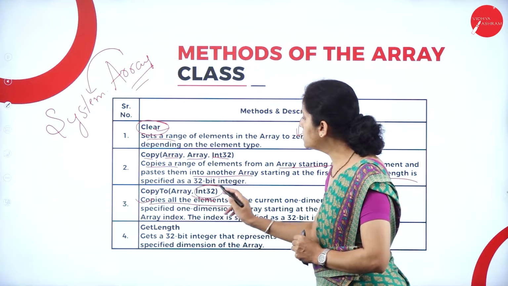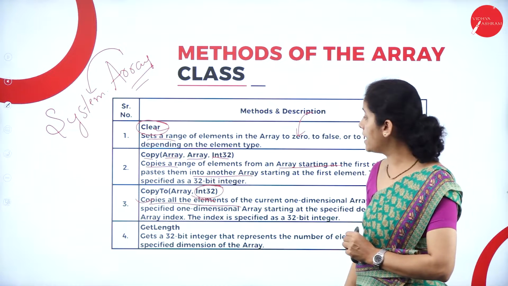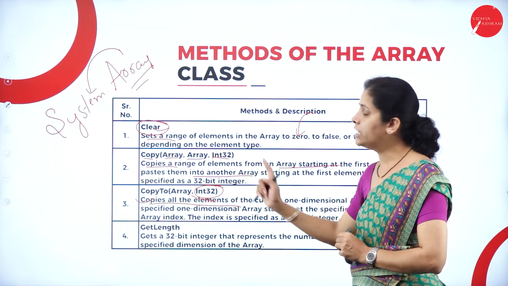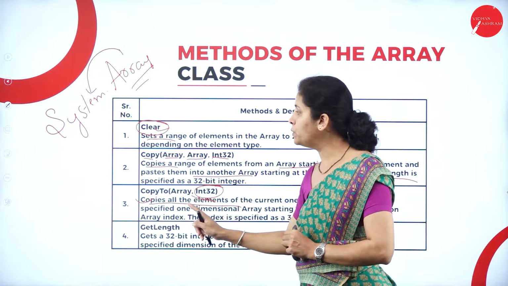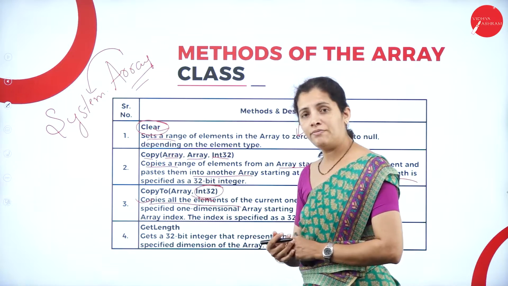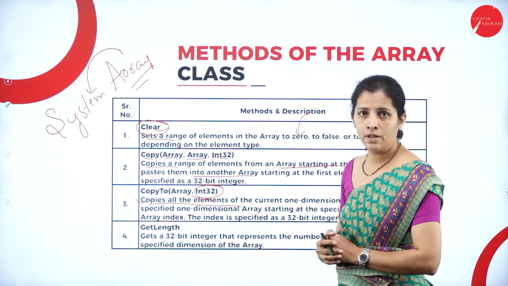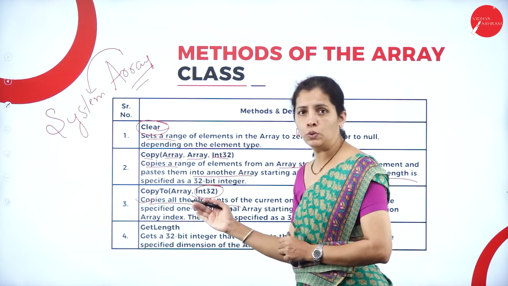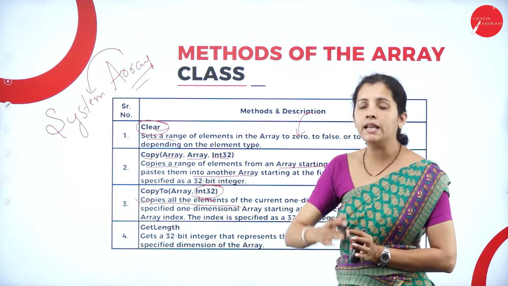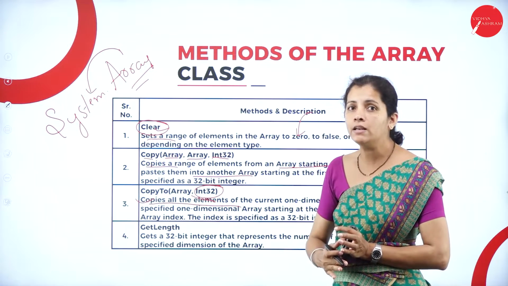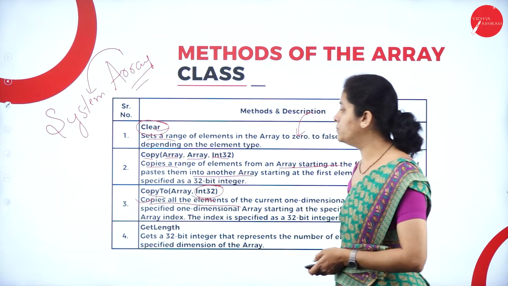So what is Int32? That is nothing but the index used to specify, a 32-bit integer. Now, what's the difference between Copy and CopyTo? In Copy, I specify my first array as well as the second array as well as the index. But in CopyTo, I have a present array, and from the present array I want to copy the elements to another array. So, it is CopyTo.